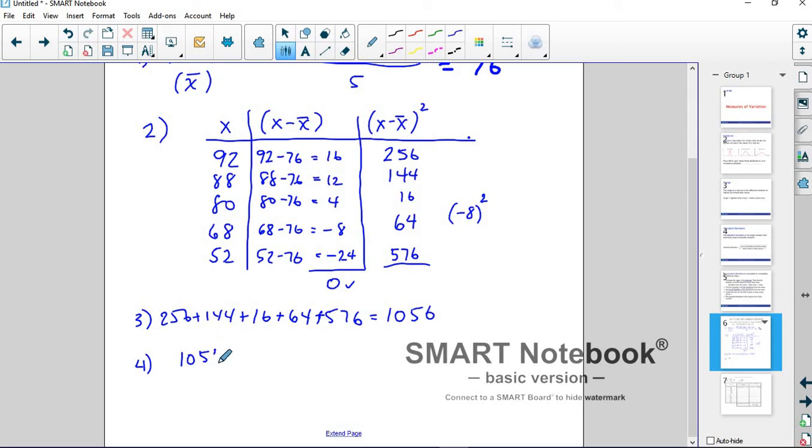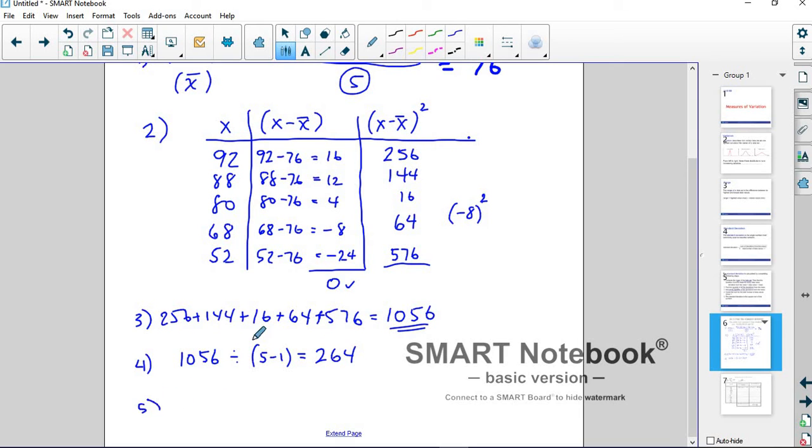And so the sample standard deviation comes from taking our sum here and dividing it by 1 less than the number of data points. Up here we divided by 5 because there were 5 data points when we were finding the mean. For the standard deviation, we divide by 1 less than the total number. So in this case, we're going to divide by 4. Okay, so we take 1056 and divide it by 4, and that gives us 264.